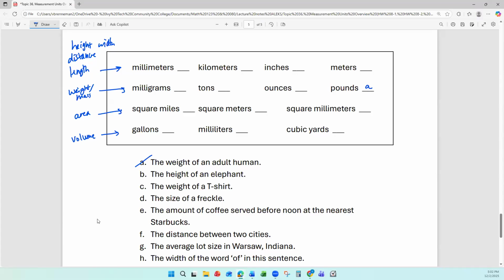Then the height of an elephant, so looking at these heights: millimeters too small, kilometers too big, inches probably too small, meters would be, you could say inches. I mean, if you had feet, it could be feet, but it would be several hundreds of inches versus several meters.